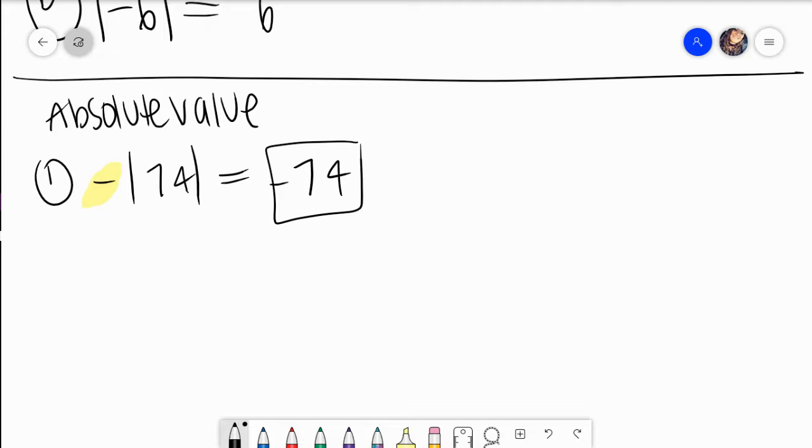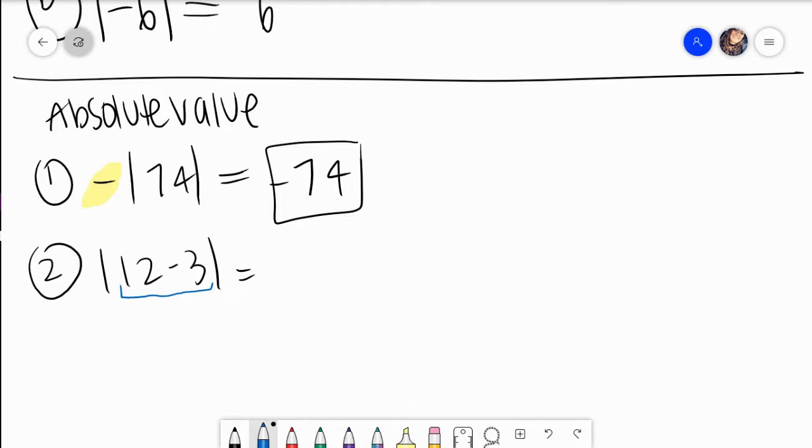If you see something that wants you to solve inside of the absolute value bars, you would literally do what this says to do right here, kind of like you would in parentheses. We need to do that math and then take the absolute value. So I'd have the absolute value, well, 12 minus 3 is 9. Close your absolute value bars. And the absolute value of 9 is 9. Okay.